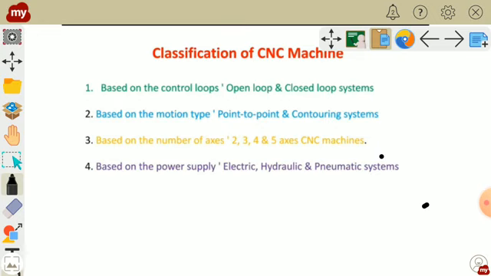Generally, CNC machines are classified on the basis of control loops, on the basis of motion type, on the basis of number of axes, and on the basis of power supply. On the basis of control loop, they are classified as open loop system and closed loop system. Similarly, on the basis of motion type, they are classified as point to point and contouring systems. On the basis of number of axes, 2, 3, 4 and 5 axis CNC machines. And on the basis of power supply, electric, hydraulic, pneumatic and also hybrid systems. So let's see one by one.